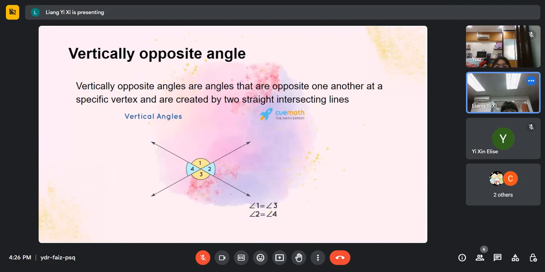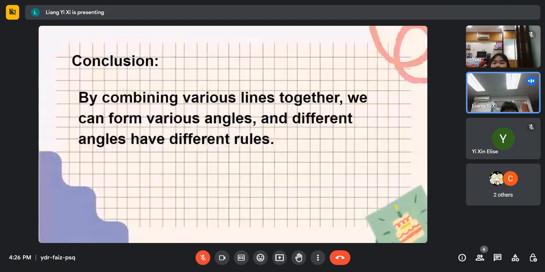Vertically opposite angles. Vertically opposite angles are angles that are opposite one another at a specific vertex and are created by two straight intersecting lines. Conclusion: by combining various lines together, we can form various angles, and different angles have different rules.